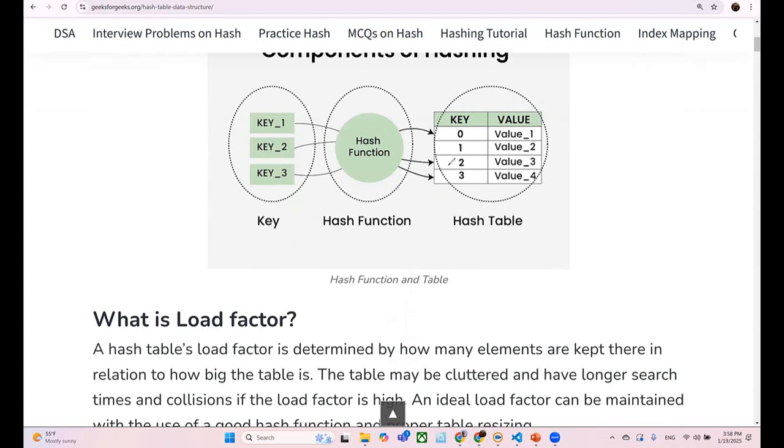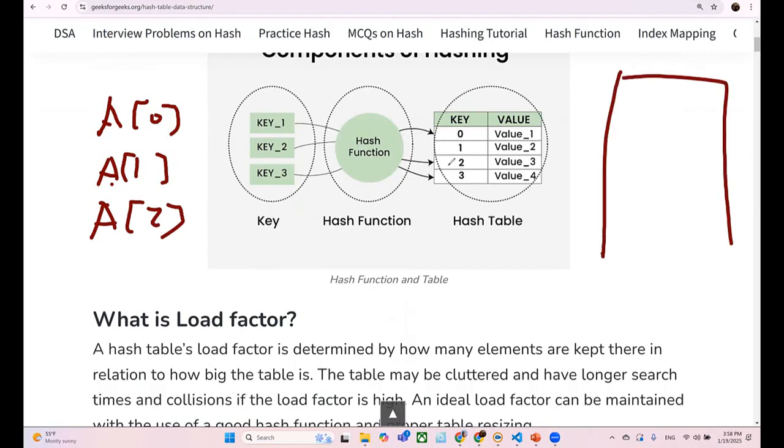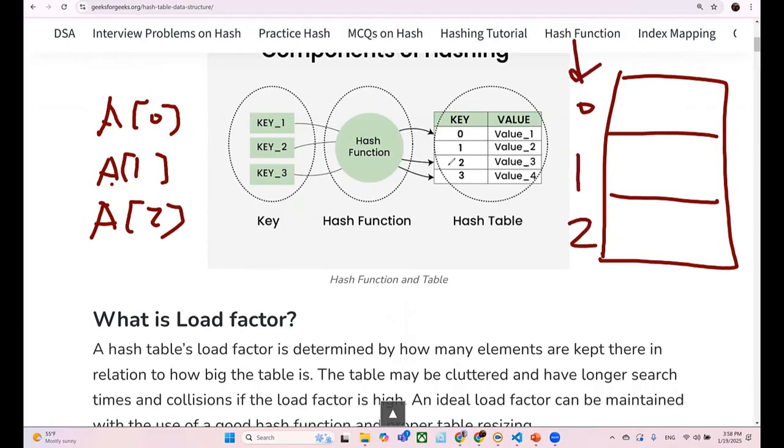So a normal array is A0, A1, A2, and you line them up together. So you use an index to get data. If you use an index to get your data, that is actually easier, but searching by content is order of n.